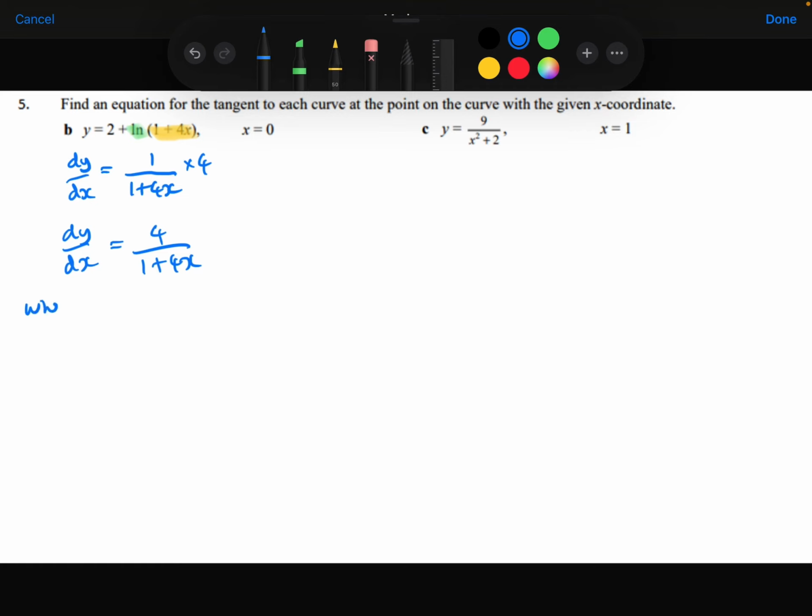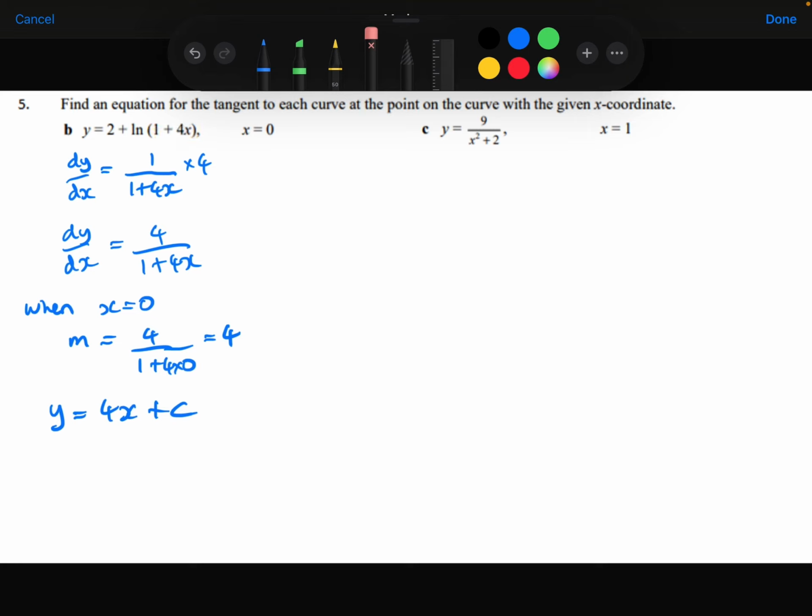Now, at the point when x equals 0, I can substitute that into my gradient function. So I'll get 4 over 1 plus 4 times 0, which is 4 over 1, or just 4. So that's the gradient of the tangent at x equals 0. So I can now say y equals 4x plus c.